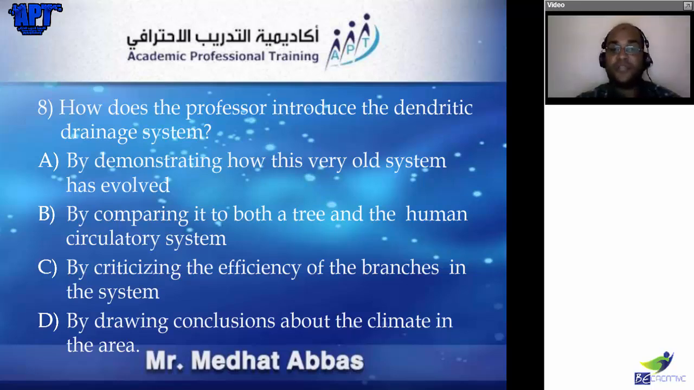How does the professor introduce the dendritic drainage system? Letter A, by demonstrating how this very old system has evolved; B, by comparing it to both a tree and the human circulatory system; C, by criticizing the efficiency of the branches in the system; D, by drawing conclusions about the climate in the area. Yes, what's the right answer? Yeah, exactly, letter B, by comparing it to both a tree and the human circulatory system.